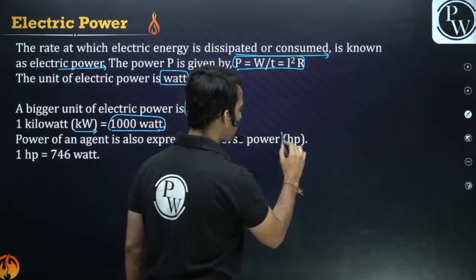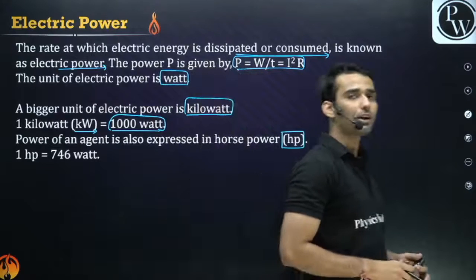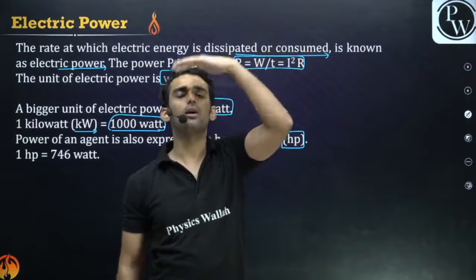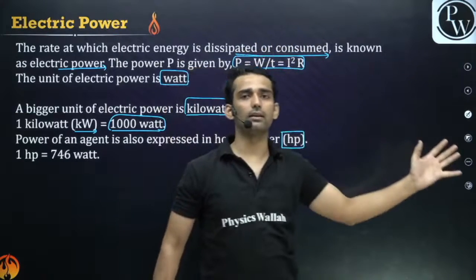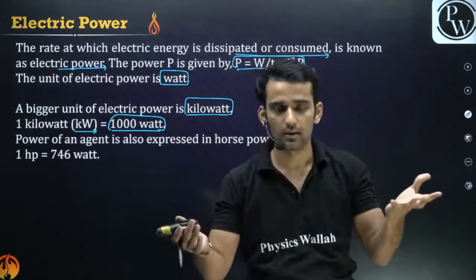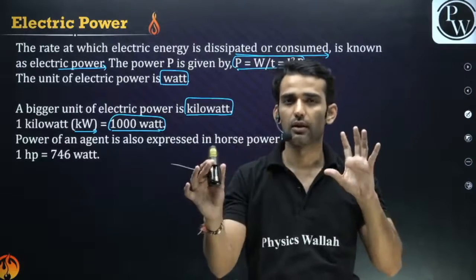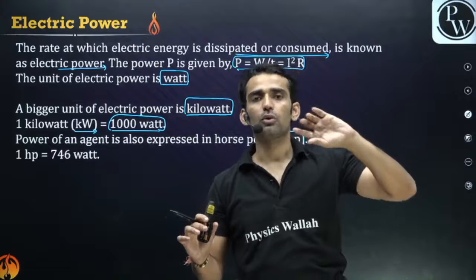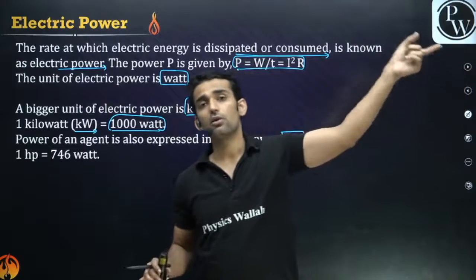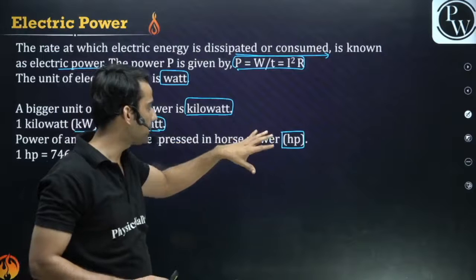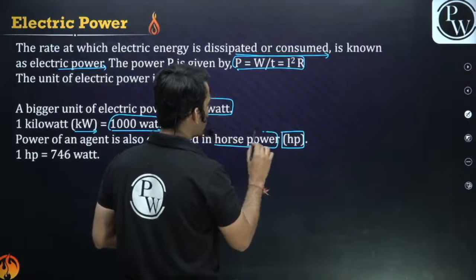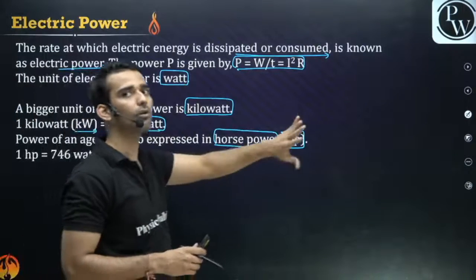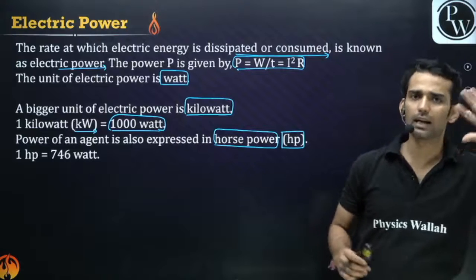Guys, another unit we have is known as horsepower. What is the history for this? See, in the era of steam engines and all, we used to measure the power of any body by comparing it with the power of horses. We used to compare the power of a steam engine, of any wheel, any invention, with horses. So from that time, the unit of power also came out to be horsepower. So it's a history basically.